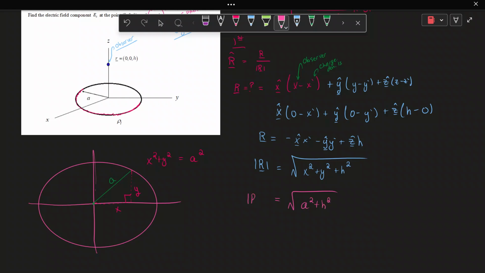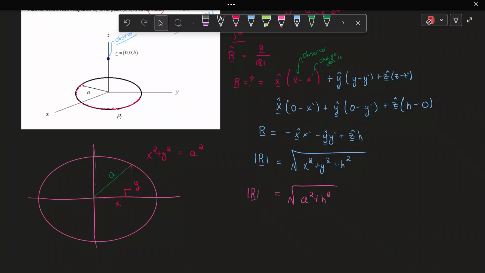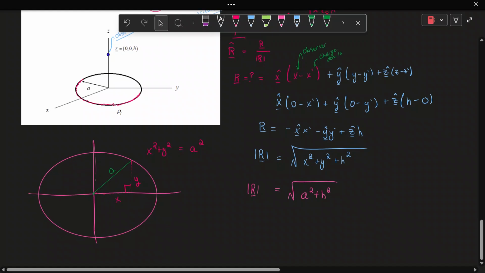So if you were looking at these solutions and you didn't know where they got this a squared from, this is where they got it from. And they actually do something similar at the very end, which we'll go through.